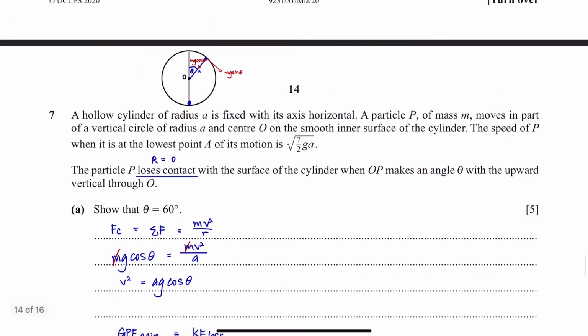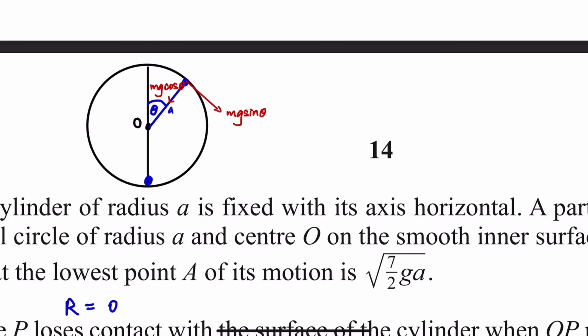So how do we know the height? We know that this is also A because this is also the radius. What about this height over here? We know that this is A, this is theta, and this is a right angle triangle. So we know that this is A cos theta. So the height will be A cos theta plus A.